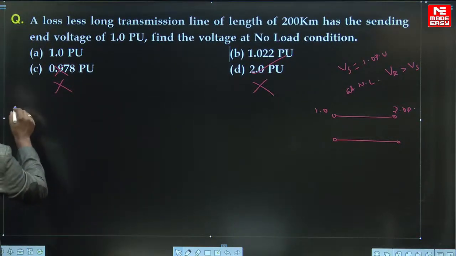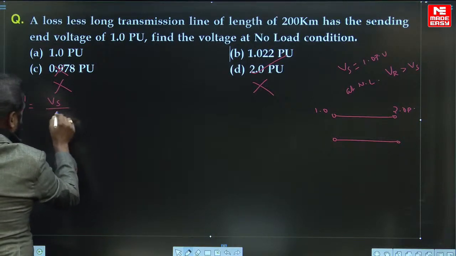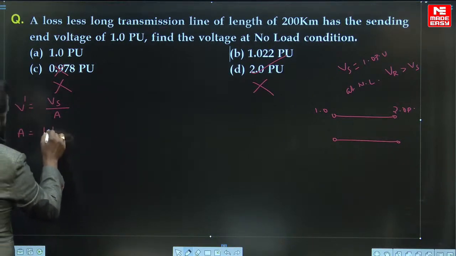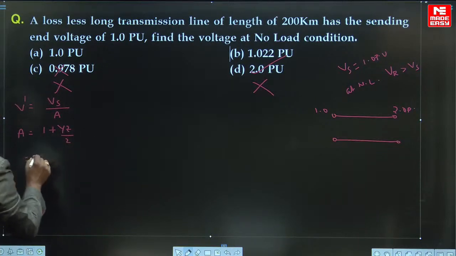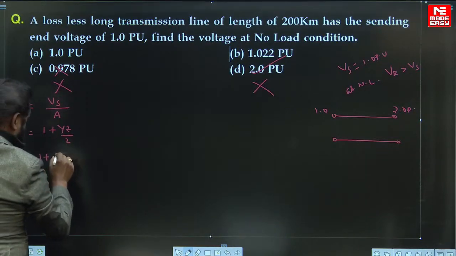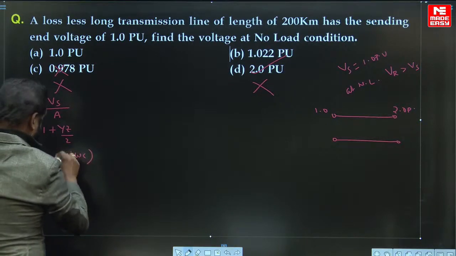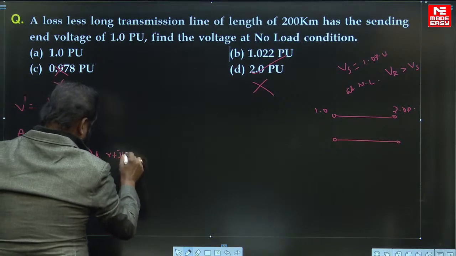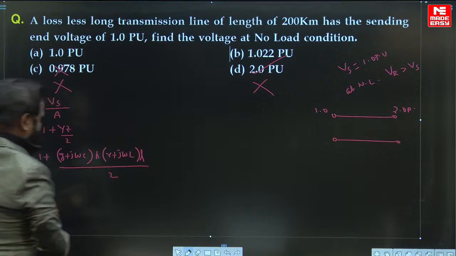So I will tell you that one. What it says is that the voltage at no load is equal to V dash. V dash equals what? Vs by A. Vs is already given. A equals 1 plus YZ by 2. So this equals 1 plus Y, which is G plus j omega C into L. Z is R plus j omega L into L, divided by 2.